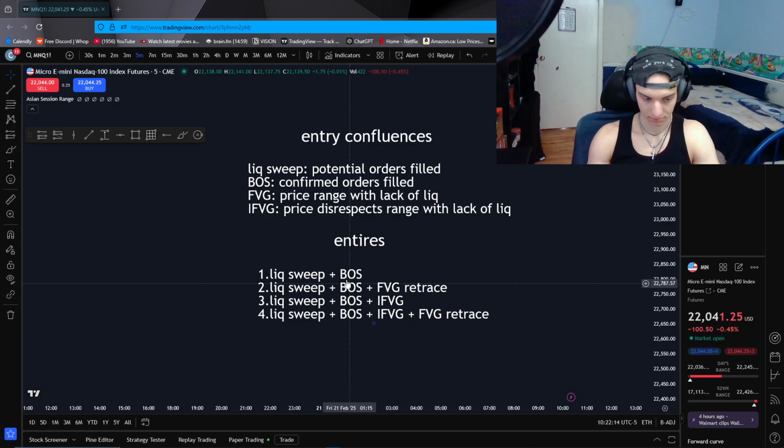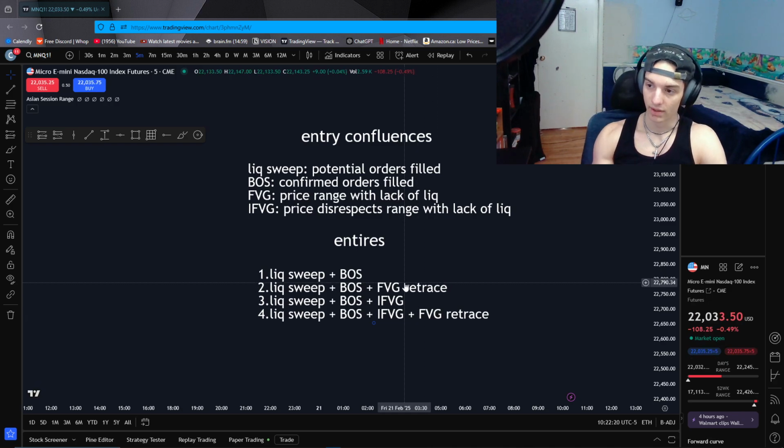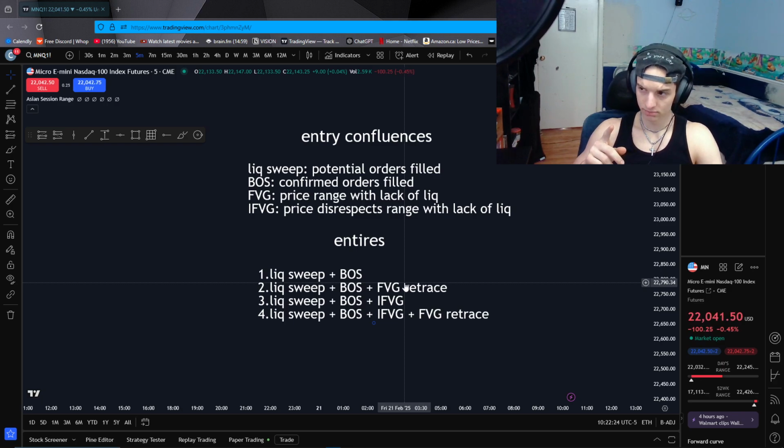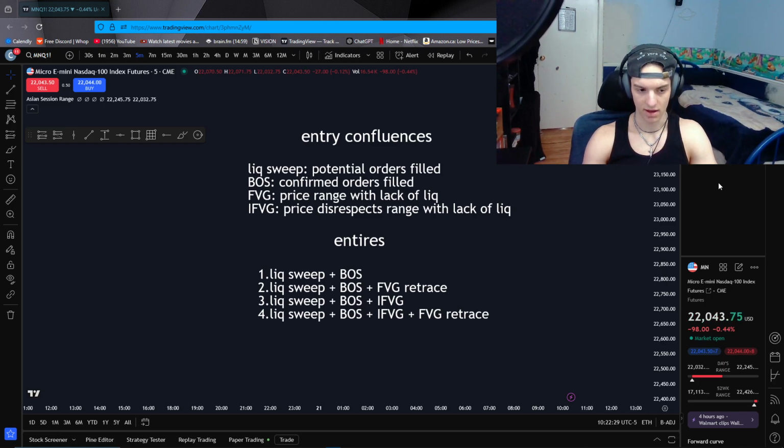So then we have a liquidity sweep plus break of structure plus fair value gap retrace. Excuse me. Jesus, it's the coffee, guys. So yeah, we have liquidity sweep, break of structure, plus a fair value gap retrace. So we're just adding another confluence.